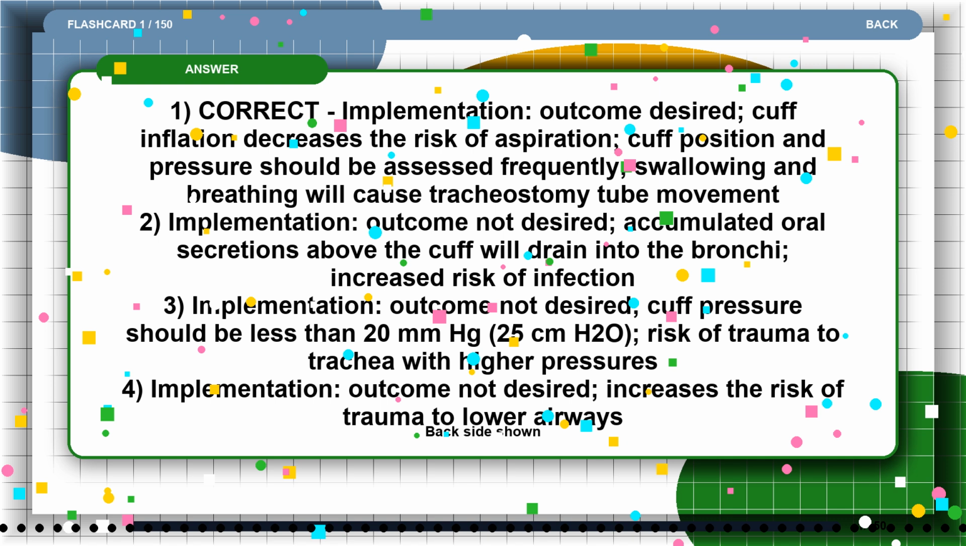2. Implementation. Outcome not desired. Accumulated oral secretions above the cuff will drain into the bronchi. Increased risk of infection. 3. Implementation. Outcome not desired. Cuff pressure should be less than 20 mmHg, 25 cmH2O. Risk of trauma to trachea with higher pressures. 4. Implementation. Outcome not desired. Increases the risk of trauma to lower airways.